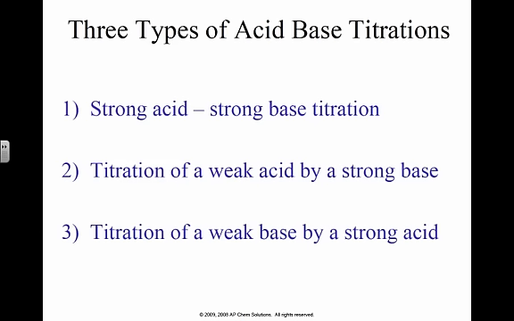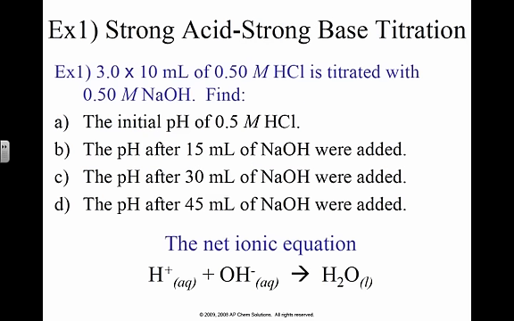There are three types of acid-base titration: strong acid, strong base; weak acid, strong base; and weak base, strong acid. There's also weak acid, weak base, but we'll get to that later. So we're going to start with the easiest one, strong acid, strong base. And if you remember, the reaction for a strong acid plus a strong base is this down here: H positive plus OH negative makes water.